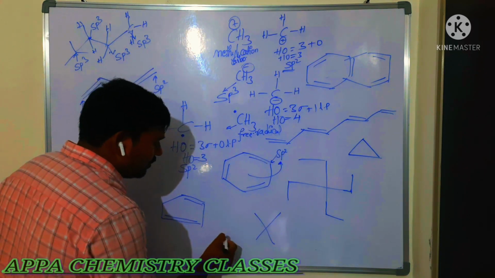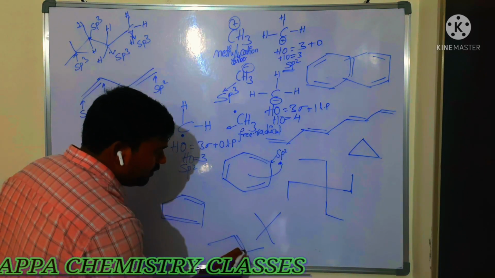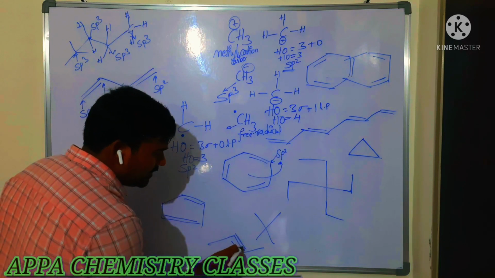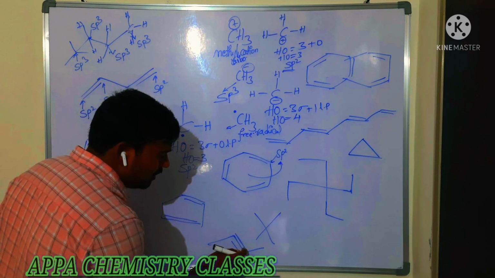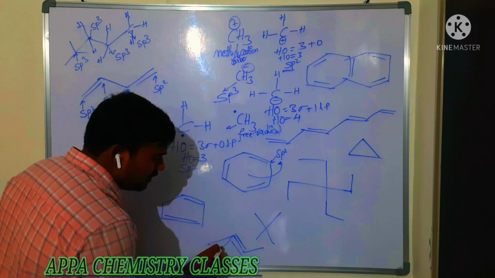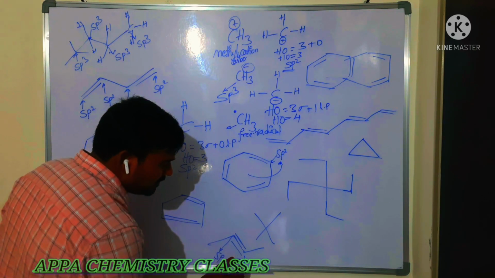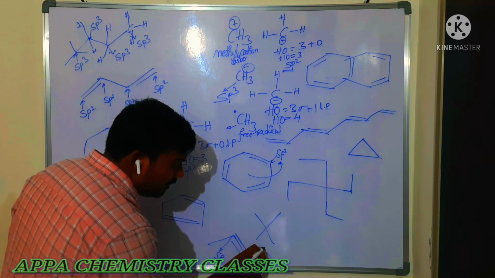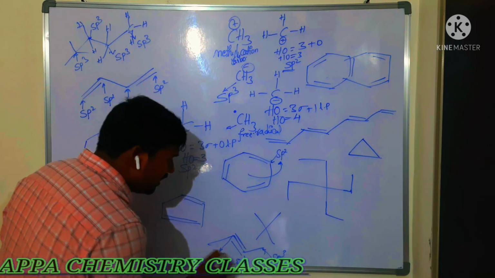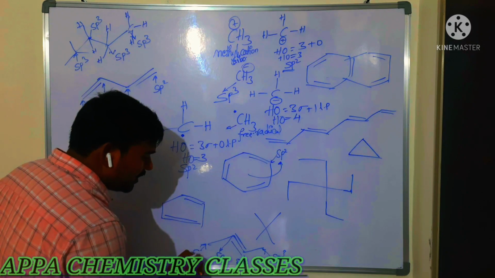You can take butane. In this case, in between these two carbon atoms, what happens here? It is two pi bonds, sp. It is also two pi bonds, sp. This carbon has zero pi bonds, so it is sp3. Zero pi bonds, sp3.